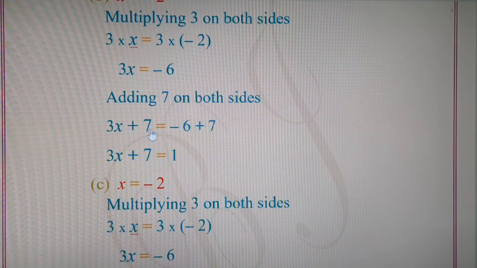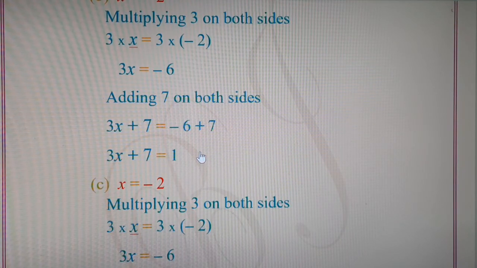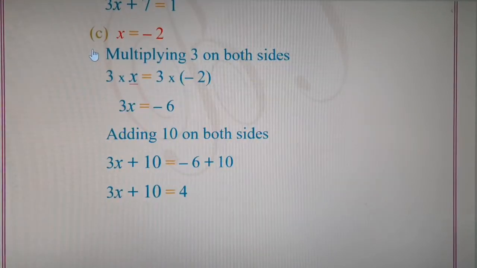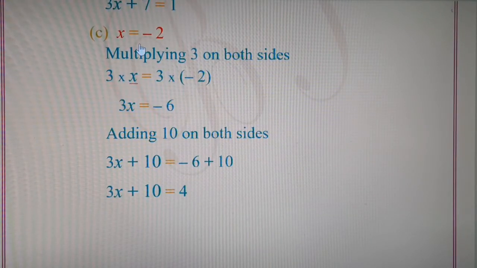7 minus 6, our answer is 1. And 3x plus 7 in the left hand side we copy as it is. And the right hand side minus 6 plus 7 we solve as 7 minus 6. 7 minus 6, the answer is 1. So the equation formed is 3x plus 7 equal to 1. And this is the required equation. If we solve this further or simplify further, the solution of this equation will be x equal to minus 2.